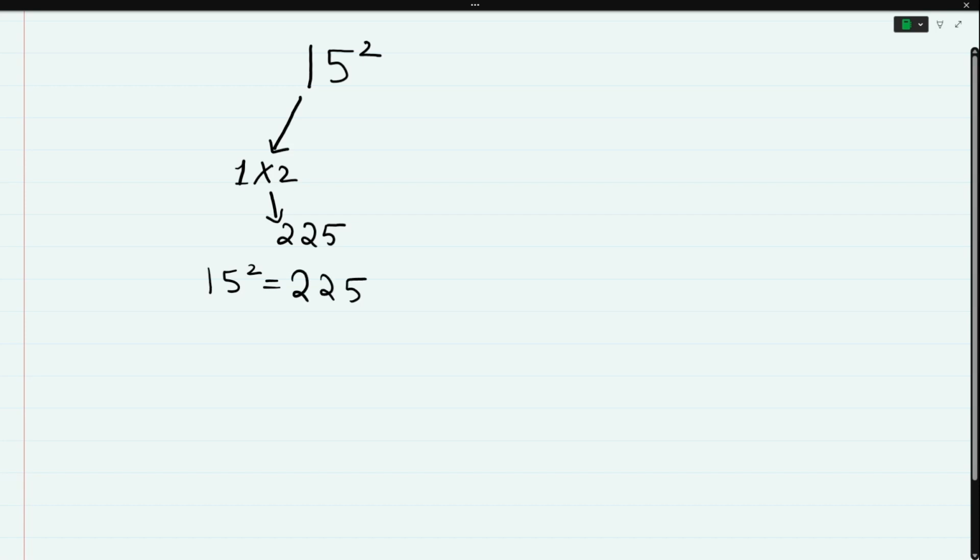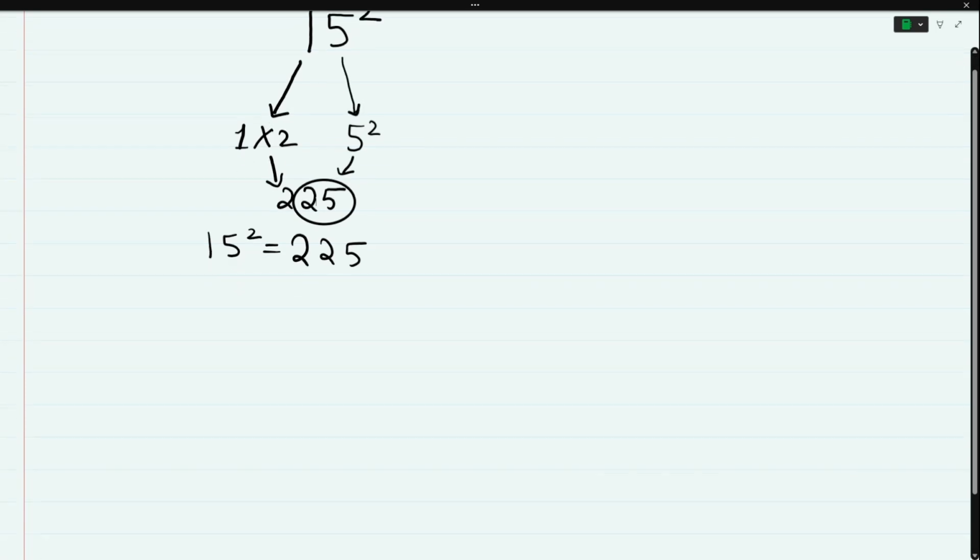Okay, and 25 is nothing but simply 5 squared. See how easy that was.